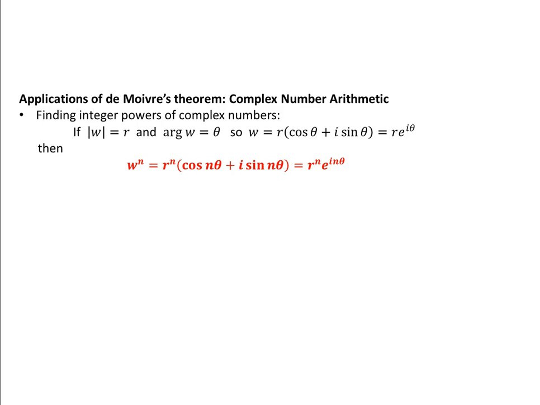So De Moivre's theorem can be used for several different things. First of all, complex number arithmetic. It can be used to find integer powers of complex numbers. So if we've got mod w equals r and arg w equals theta, then w to the n is r to the n (cos n theta plus i sine n theta), or if we like, r to the n e to the i n theta.